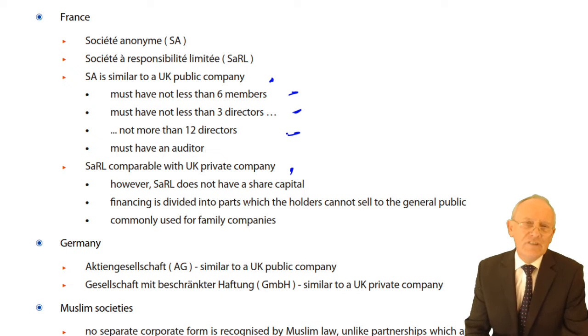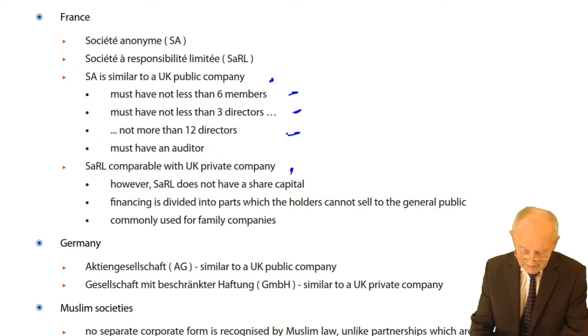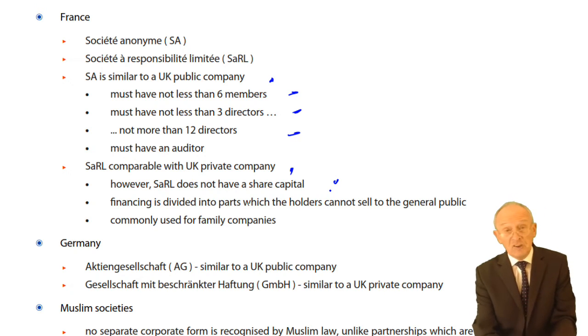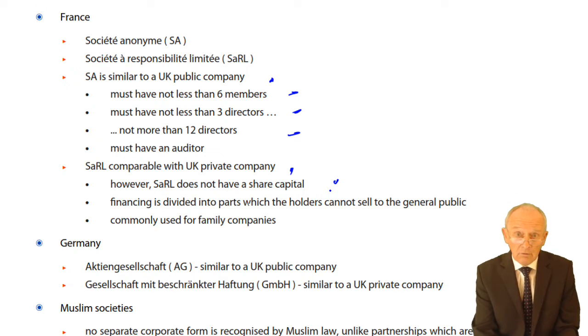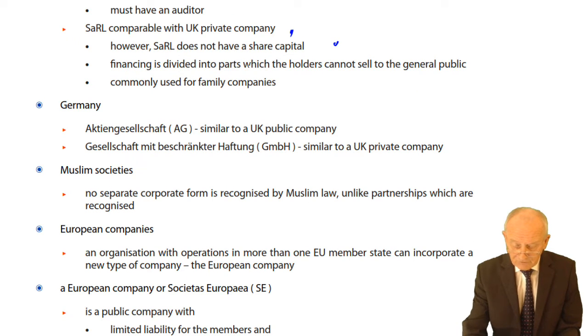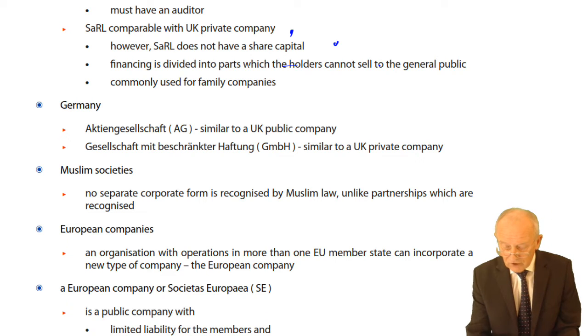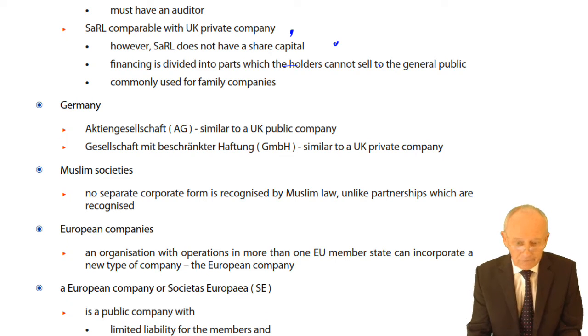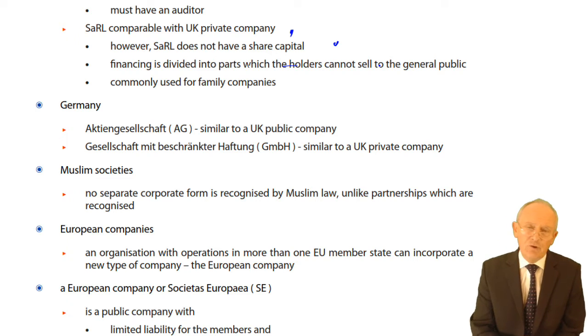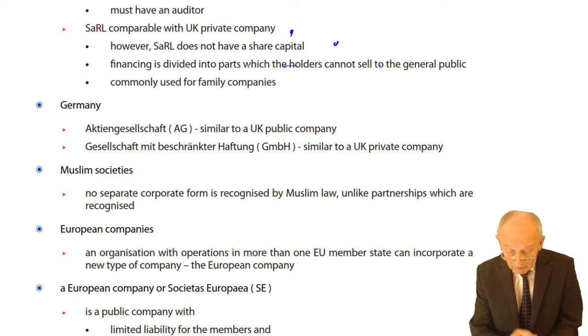Société à responsabilité limitée, the SARL, doesn't have a share capital. It's like a private company, but it doesn't have share capital. Okay. So what? Commonly used for family companies. Finance divided into parts. The holders can't sell to the general public. Yeah, okay. Germany, Aktiengesellschaft and Gesellschaft mit beschränkter Haftung. Okay.